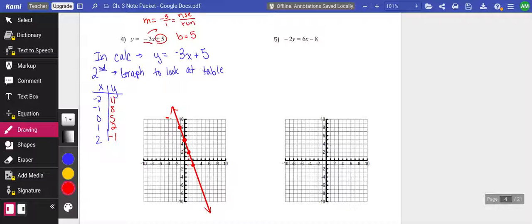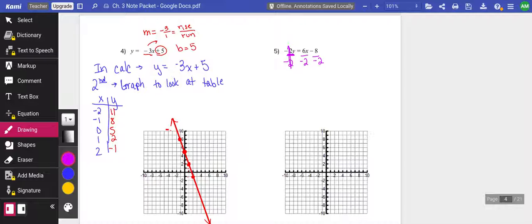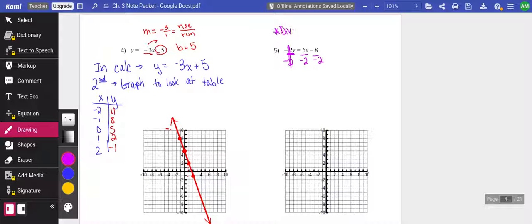Looking at this next problem, I don't have this in y equals, so I'm going to have to manipulate my equation to move it into y equals form. To get this y by itself, I'm going to divide everything by the coefficient. So in this case, the coefficient is -2 because it's the number in front of my y. So I'm going to need to divide each part by -2. We're going to divide by our coefficient to get y by itself.